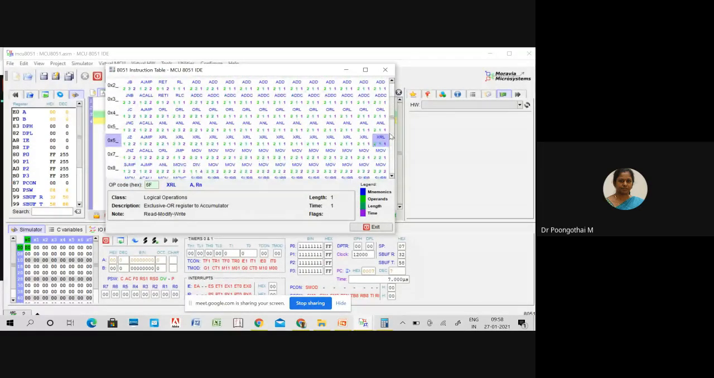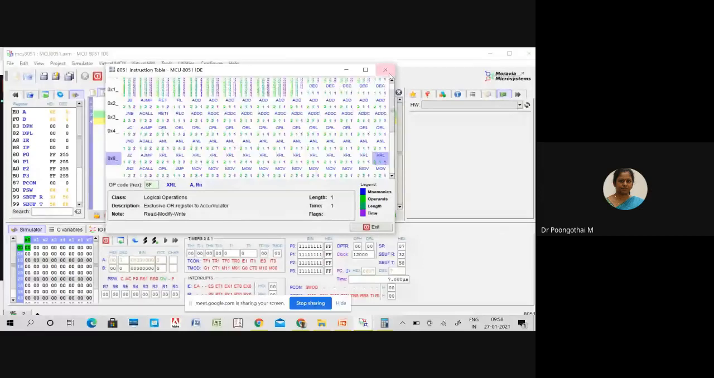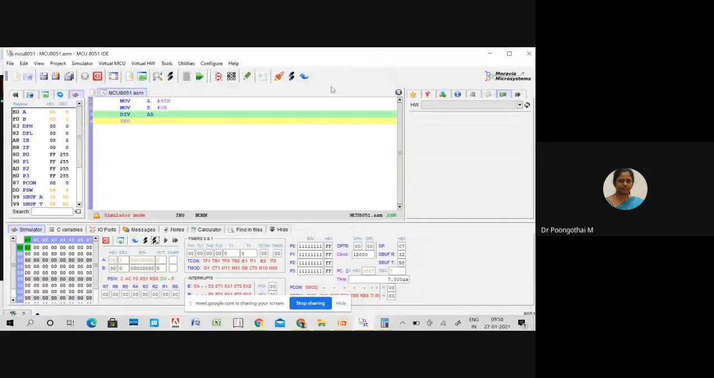Better you load your inputs into the accumulator and B register and perform both arithmetic and logic operations. Load your first data into the accumulator and load the second data into the B register. After that, you can have XRL A comma B, ORL A comma B, similarly MUL AB, DIV AB. Any other doubts in logical operations? No, ma'am.